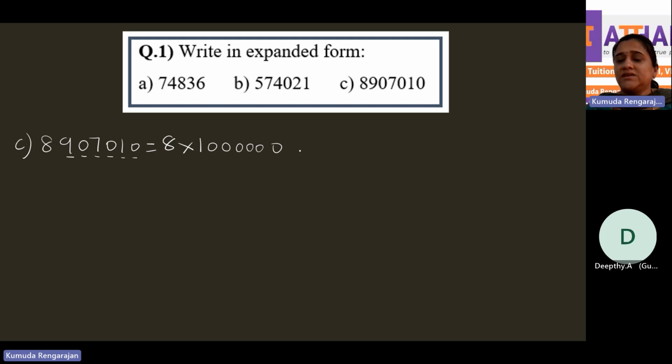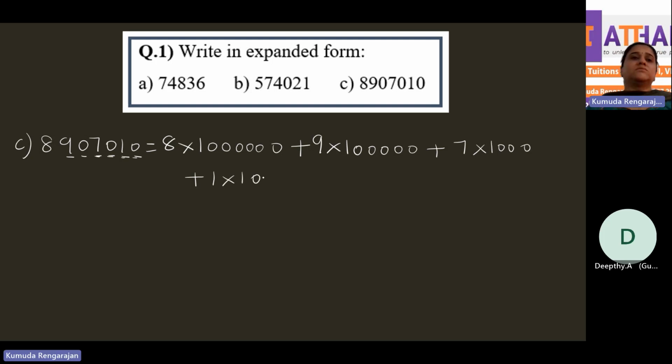Then what's the connecting sign? Plus. Plus 9 into 1 followed by 5 zeros now, because 6 zeros first, so now 5 zeros. Then plus 7 into 1000. After 7, how many digits we have? 1, 2, 3 digits we have. So into 1 followed by 3 zeros. Then plus 10. Very good. Correct?